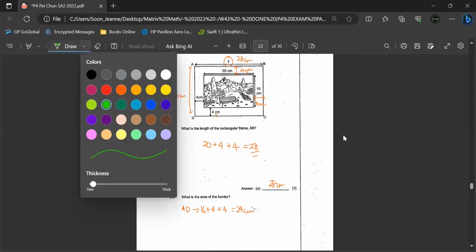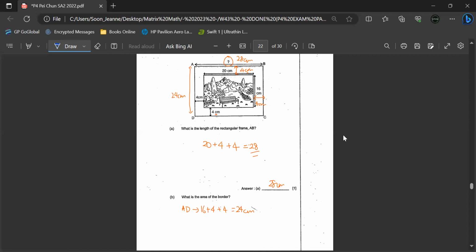So now I'm looking to find the area of this part. So what we do is we need to find out the total area. The total area would be 28 length times breadth 24, 672 square centimeter. But the area of the picture, we need to look exactly at the length and breadth. Okay, don't get mixed up. So length is 20, breadth is 16. So 20 times 16, 320 square centimeter.